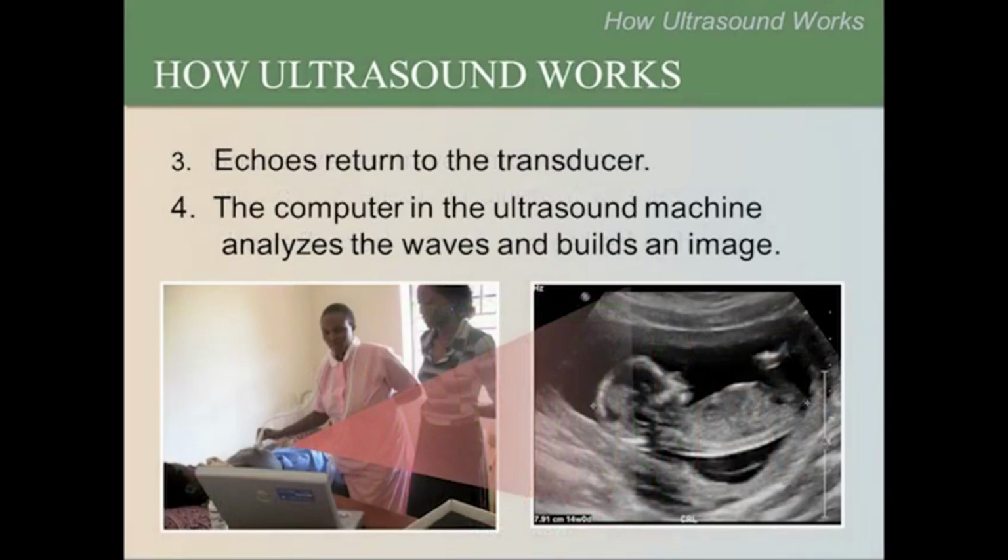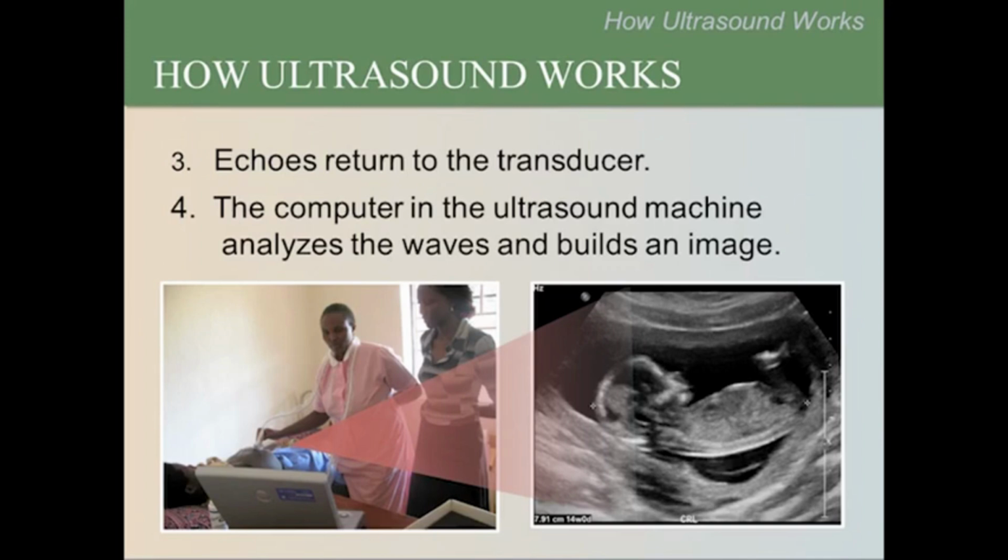The reflected echoes go back to the transducer, and the computer analyzes these waves and builds an image. On the left is an image of a midwife learning to perform an ultrasound on a pregnant patient. The transducer is in her right hand. The cable connecting the transducer to the computer is draped around her neck. The image on the right is what is seen on the screen. Notice the many different shades of gray in the image of the fetus.